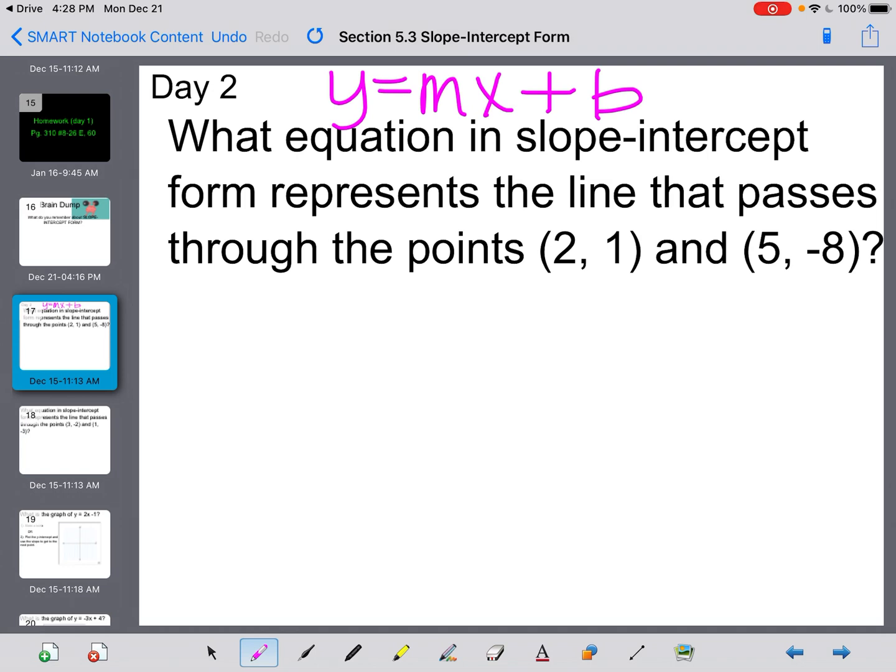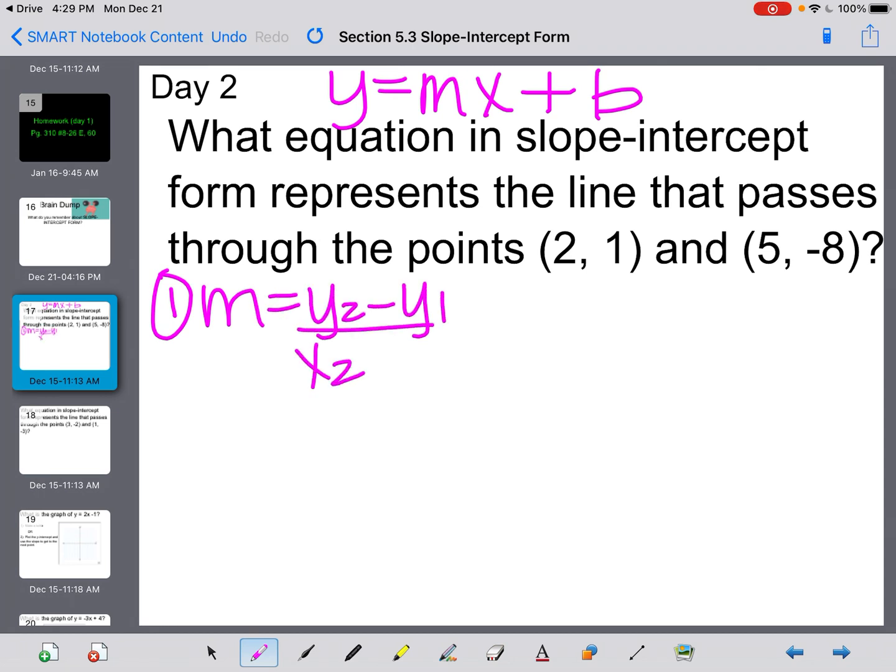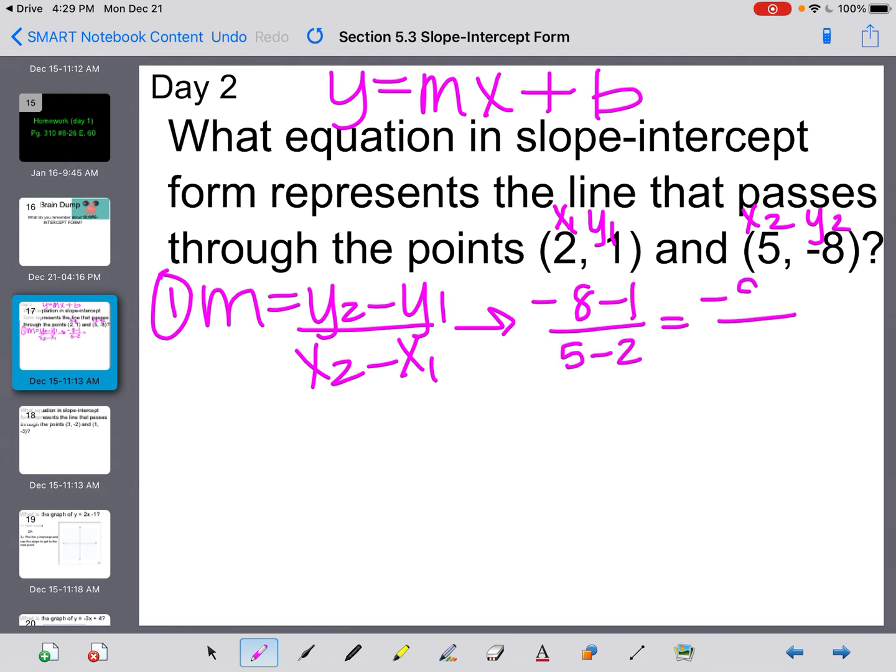being your y-intercept. Okay, this time neither one of our points gives away the y-intercept, so we're going to have to start by finding slope. First thing we're going to do is find slope with our slope equation. So I'm going to label these x1, y1, x2, y2, and then I'm going to plug it into my equation. Negative 8 minus 1 over 5 minus 2 gives me a negative 9 over 3, which is really just a negative 3 for a slope.